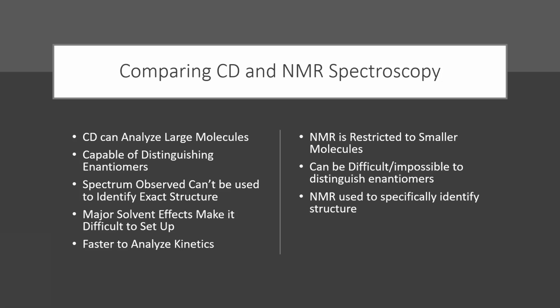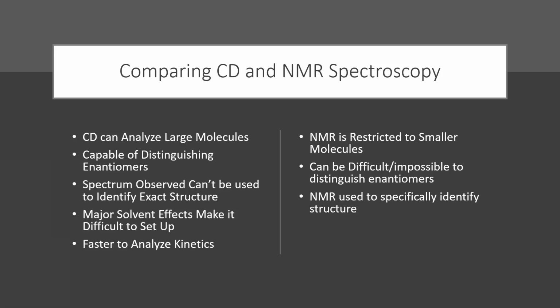And with that, NMR can be used to specifically identify structures, like these small structures, and identify what components are on them based on the neighboring protons and whatnot. While with CD, you can't identify the exact structure. It's more of a generalized, qualitative analysis, like, okay, what percent of this protein molecule has secondary structure? What percent is alpha helices? What percent is beta sheets?